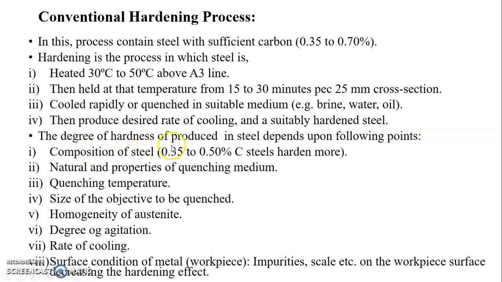The degree of hardness produced in steel depends upon the following points. The first one is the composition of steel. Suppose 0.35 to 0.50% carbon steel hardens more. Then the nature and properties of the quenching media, quenching temperature, size of the object to be quenched, homogeneity of austenite, degree of agitation, rate of cooling, and surface condition of the metal. That means if it contains impurities like scale on the workpiece surface, the hardening effect decreases.